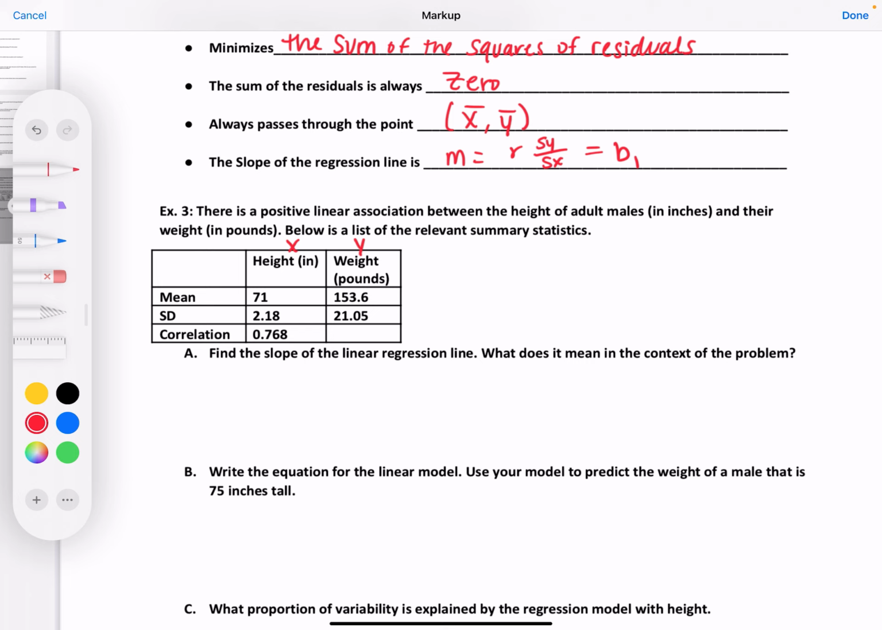Find the slope of the linear regression line, and what does this mean in the context of this problem? So we're using this slope formula up here to plug stuff in. b1 is equal to r, which is 0.768, times s sub y over s sub x, so 21.05 over 2.18. And then that's going to give you your slope.